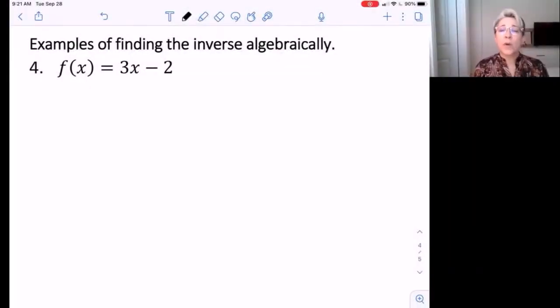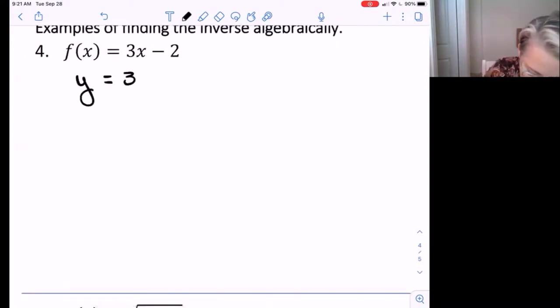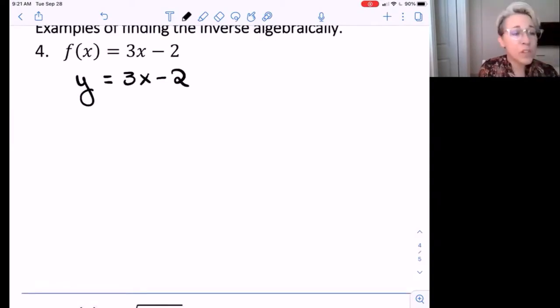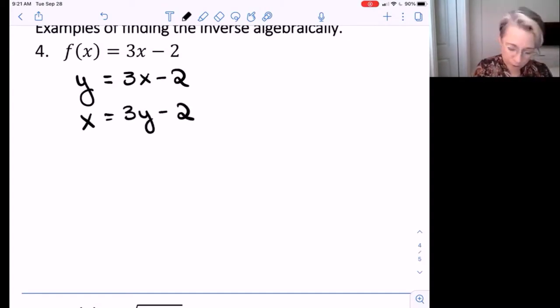So we're going to do 3 more examples of just finding the inverse function algebraically. I think it's good to have that kind of practice. So remember, the first thing we do is we change that f of x to a y value, and then we switch. We turn all the y's into x's and all the x's into y's, and then solve for y.